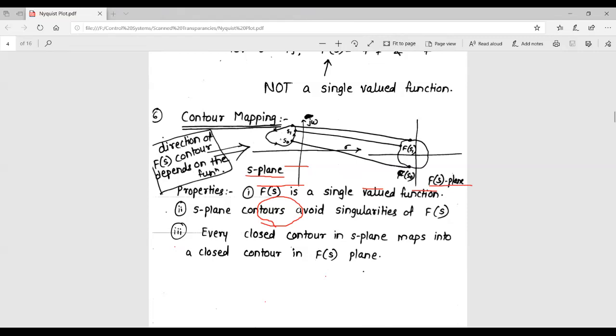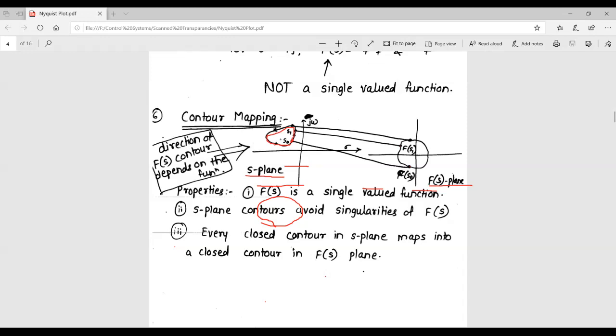Now what we were talking about, suppose we have S0, corresponding f of S0, we have S1, we have corresponding f of S1. And this goes on for all the points on this contour, right? Now again, f of S has to be analytic at all points. So this contour must not pass through a singularity.